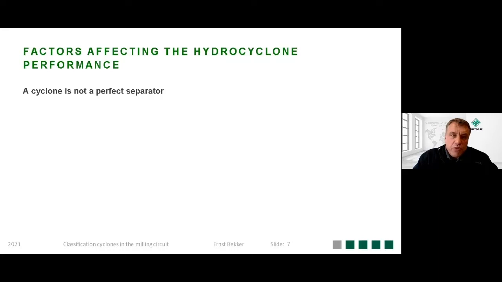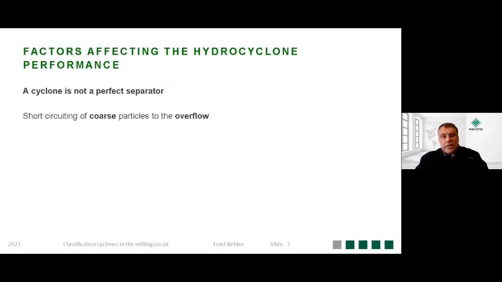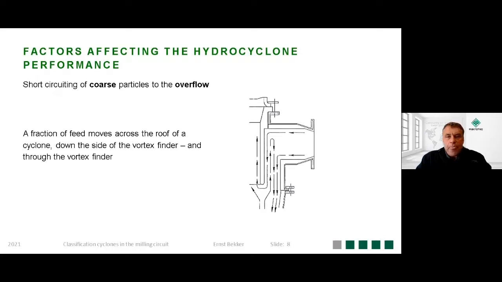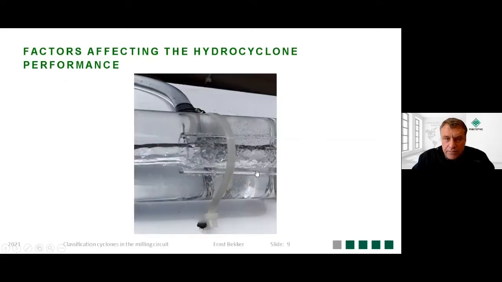Factors that affect the hydrocyclone performance. The hydrocyclone is not a perfect separator. You've got short circuiting of coarse material to the overflow, and you've got fine particles reporting to the underflow that should actually not be there. So the coarse material is getting misplaced via a short circuiting mechanism where material hugs the roof of the cyclone inlet, moves down the vortex finder, and then slips out.